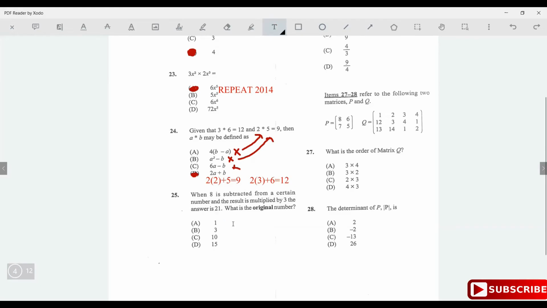8 is subtracted from a certain number. This way it should have been: 8 is subtracted from a certain number. From, important. And so what we have is 3 times x minus 8 is equal to 21. We divide by 3 to get x minus 8 is equal to 7, and we add 7 to both sides, so x is 15. My apologies about that. That's 15. Easy question.